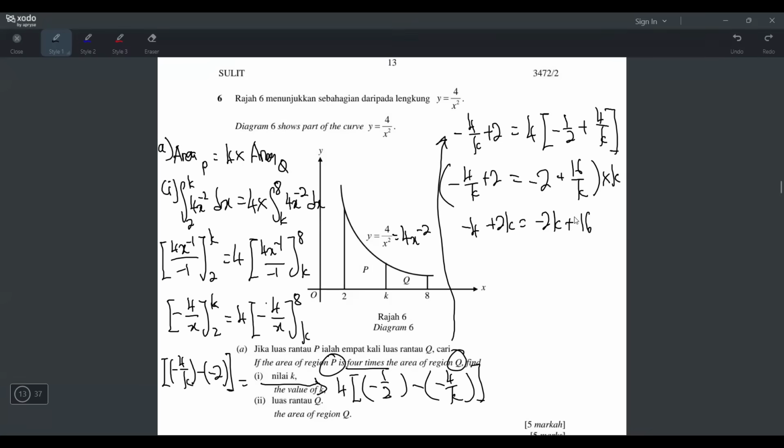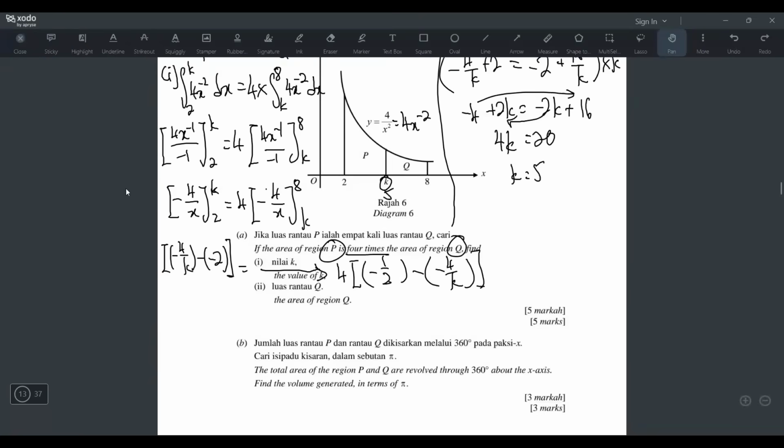Wait, did I do everything correctly? Yeah, I think I did everything correctly. Now how to find k? Okay, minus 2, k with k can do, number with number can do. So negative 2k moves over to become plus 2k. 2k plus 2k, 4k. And then negative 4 moves over to become plus 4. 16 plus 4, 20. So k equals 5. So that means this number is 5 lah. Okay, that's how I would do it.